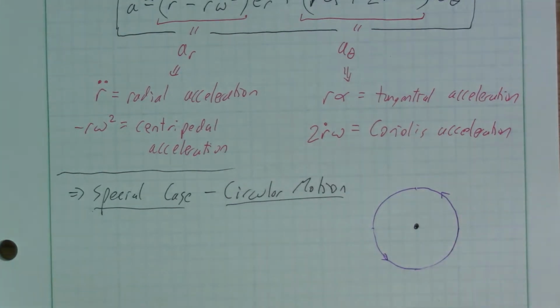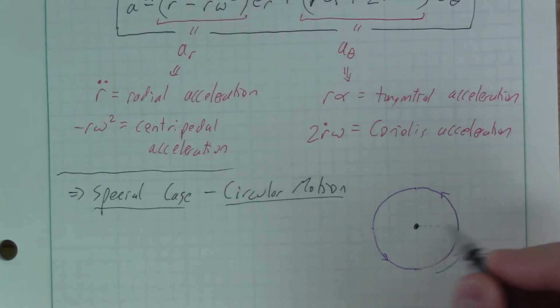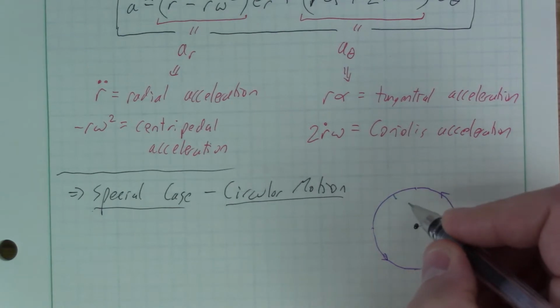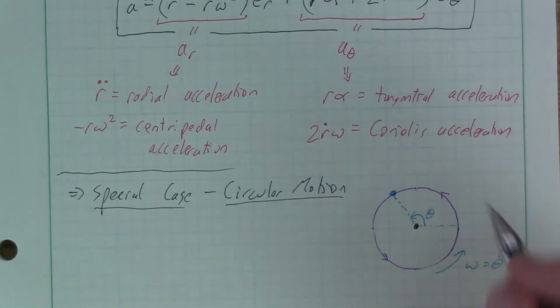Let's say motion is that way, and so our omega is theta dot. What is theta? Well, theta would be, let's go out to the point there as the point we will analyze. So our theta is right there, and these are all functions of time.